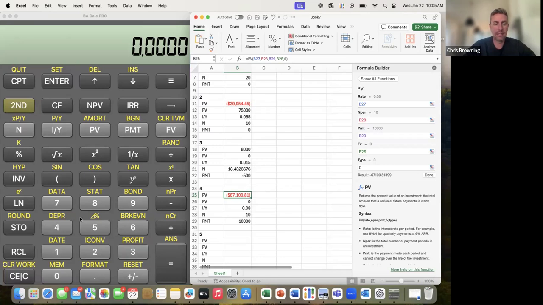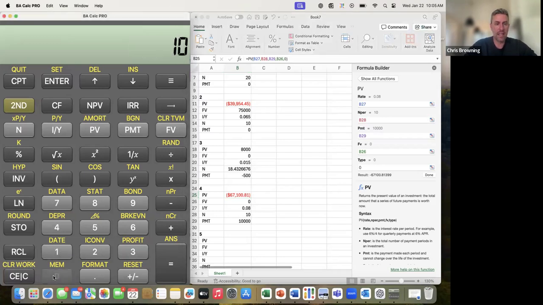Let's look at this in our calculator as well. We know that we need to be set to end. My calculator's blank up top, which means that we are set to end. And so now I can just enter these functions. So $10,000 is my payment.